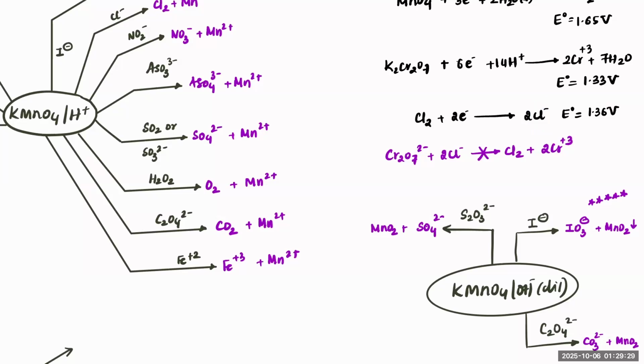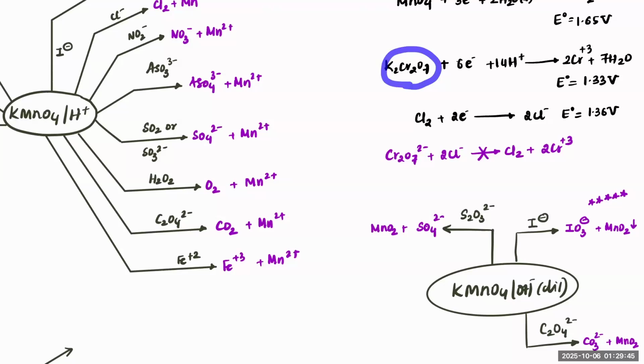Clear, everyone? You notice that they are very, very close values. But yet, who is dominant here? Chlorine is a dominant factor. So oxidizing power wise, chlorine is better than K2Cr2O7.